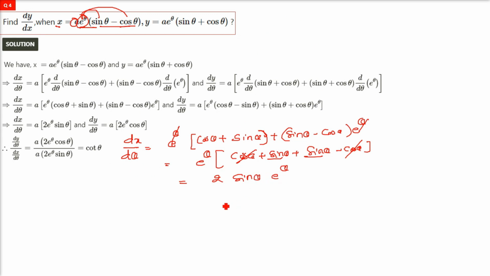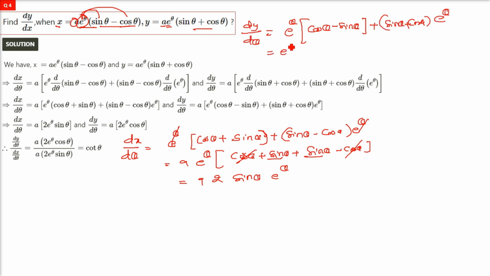Now the second term I'm just doing it above. dy by d theta will be equal to, again, a. Don't worry about a, it will always be there. We are going to cancel it anyway. So we have first term e raised theta, second is sin theta plus cos theta. So e theta, now sin theta plus cos theta differentiation: sin theta is cos theta, cos theta is minus sin theta. Now you can take sin theta plus cos theta outside and differentiate e to the power theta. E to the power theta differentiation will be e to the power theta.